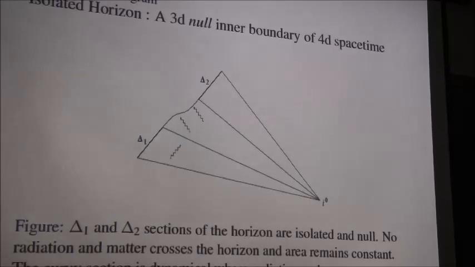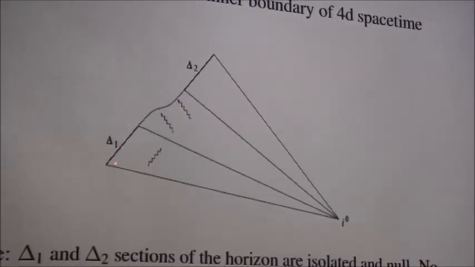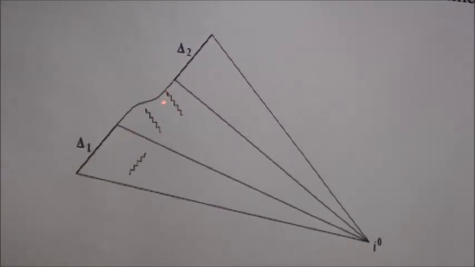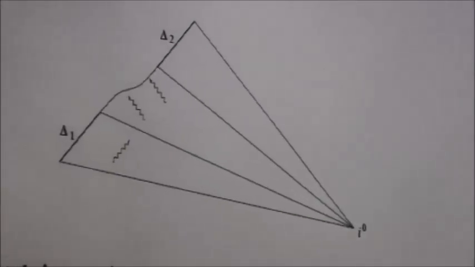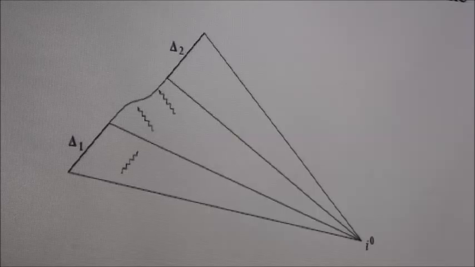Okay, so here is a pictorial description of an isolated horizon. An isolated horizon is a 3D inner null boundary of space-time. These sections delta 1 and delta 2 are two isolated horizons, connected by a curvy section in between, which can be either time-like or space-like depending on whether matter is going in or coming out. I will not talk about this dynamical horizon section. My talk will be about this isolated horizon. Here no radiation and matter can cross the horizon.